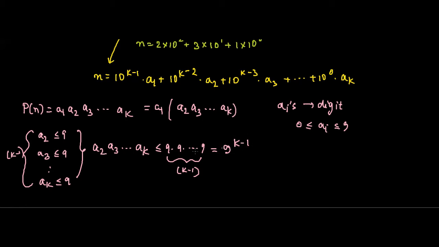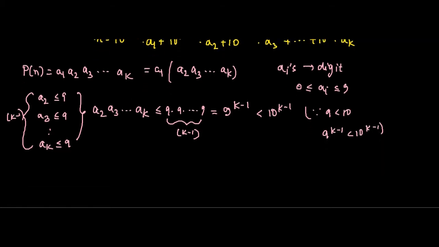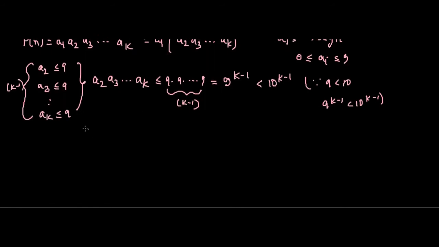So we can say that a2, a3 up to ak, when multiplied, is less than 9 to the power k minus 1, and 9 to the power k minus 1 is strictly less than 10 to the power k minus 1. Since 9 is less than 10, we can just raise both sides to the power k minus 1, and we get that 9 to the power k minus 1 is less than 10 to the power k minus 1. So we get a very interesting fact that a2, a3 up to ak is less than or equal to 9 to the power k minus 1, and this is less than 10 to the power k minus 1.